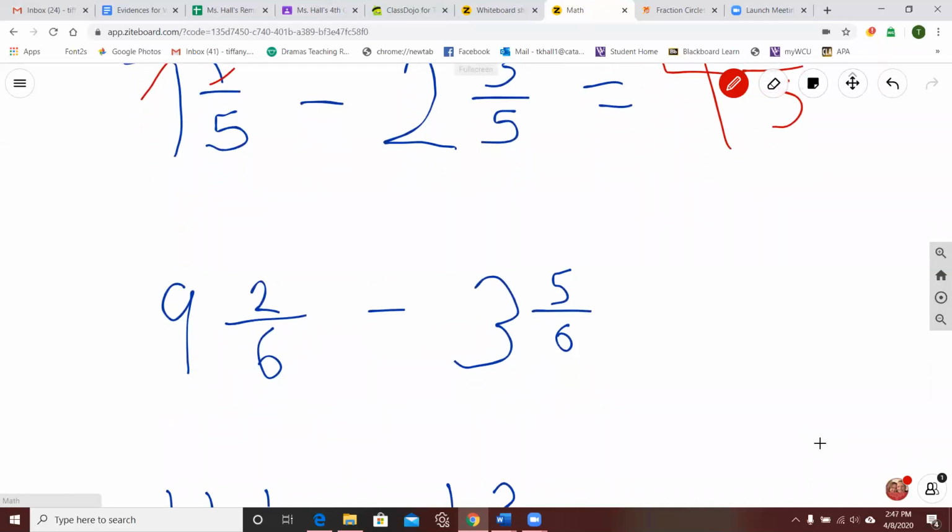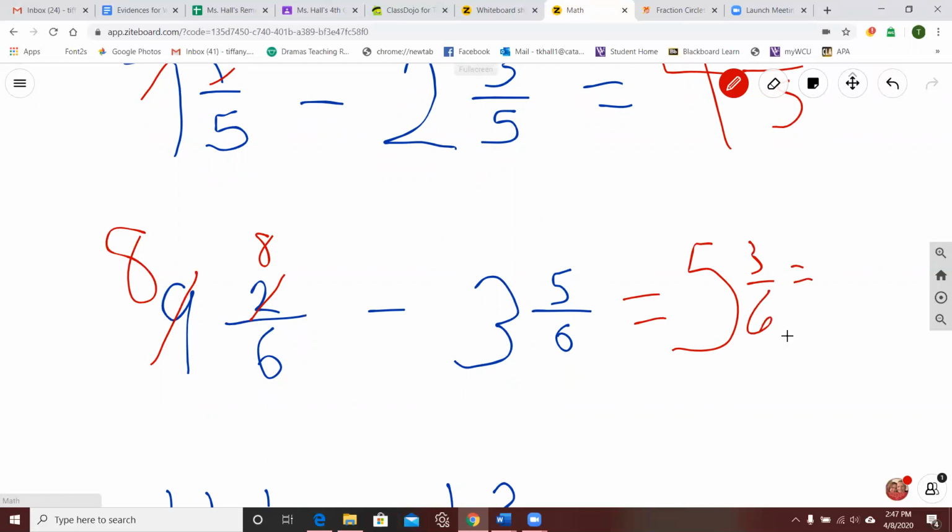9 2/6 minus 3 5/6. You can do 9 minus 3, but we can't do 2 minus 5. So I'm going to take a whole from here. I'm going to put a whole back here, which was 6/6. Okay, 6/6 plus this 2/6 makes 8/6. So now 8 minus 3 equals 5. And 8/6 minus 5/6 is 3/6. And we can reduce 3/6 to 1/2. So this could also be 5 1/2.